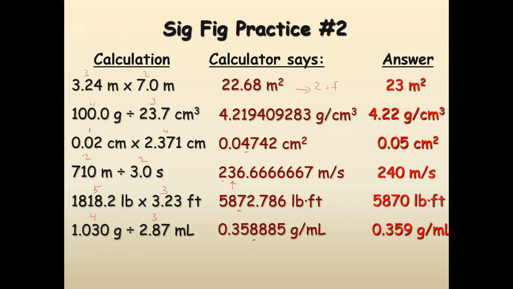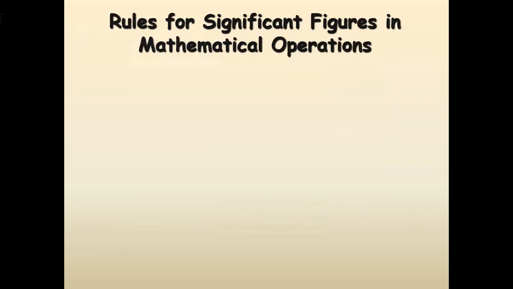Okay, so you're looking for multiplication and division. You're looking for number of digits, and you're figuring out, of the numbers you use in those multiplications and divisions, which number had the least number of significant digits. Okay, I said there's 2 camps. There's multiplication and division, and addition and subtraction.